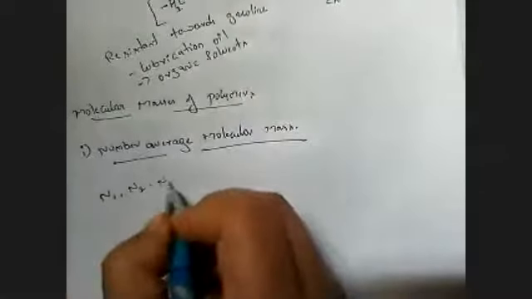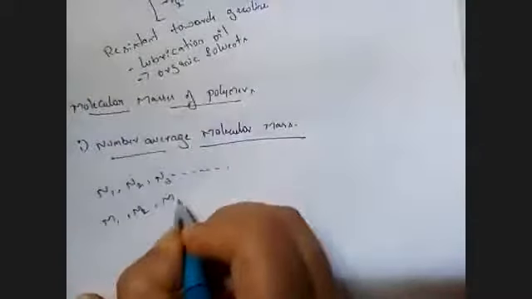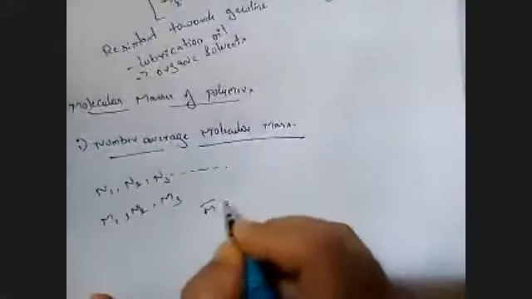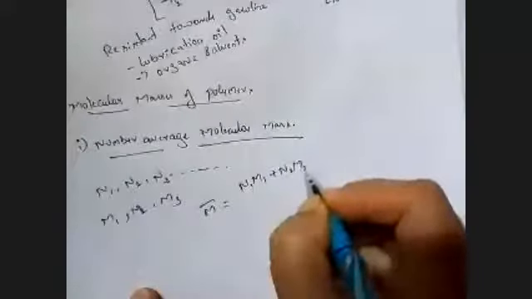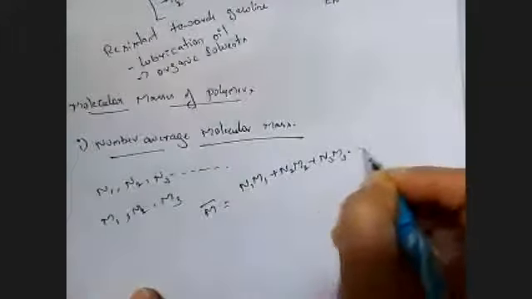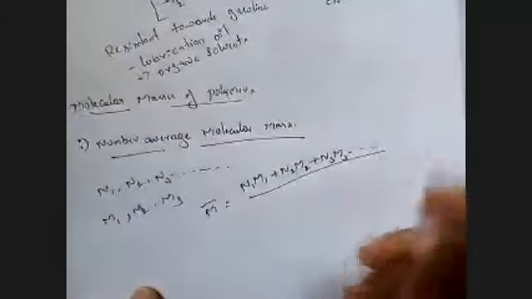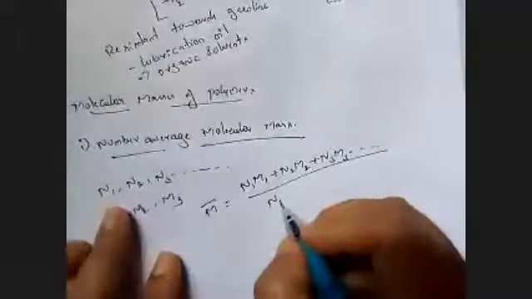We have one formula. You write the number of monomeric units as N1, N2, N3 and so on, and the masses of them as M1, M2 and M3. So we need to calculate the average molar mass. Average molar mass is equal to N1 M1 plus N2 M2 plus N3 M3 and so on. We can't write each and everything, so it's continuous, divided by the total number. This is the average formula, right?